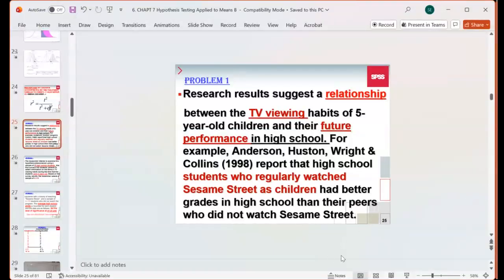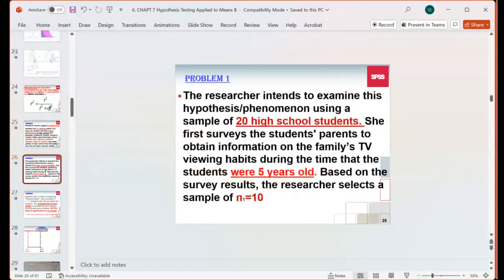So it says research results suggest a relationship between the TV viewing habits of 5-year-old children and their future performance in high school. For example, these researchers are saying that a student who regularly watched Sesame Street as a child had better grades in high school than their peers who didn't watch Sesame Street. Well, we wanted to know if this is true. We start conducting a research.